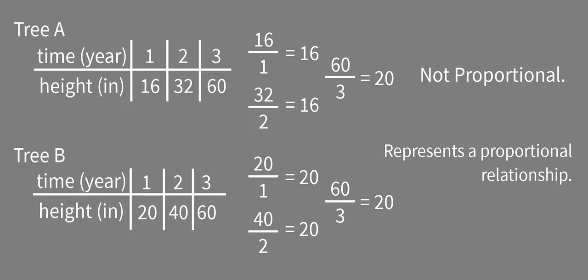And for the reason, we could simply say that the tree grew a constant 20 inches per year. Or what would suffice as an explanation is the tree grew at a constant rate, or the same amount each year, or you could say the ratio of height to time is a constant as well.